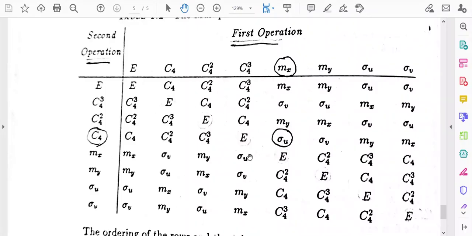And in this multiplication table you can also find different inverse elements by looking at the identity element. Actually this E is the identity element. For example, for this particular E, how has E been generated? E has been generated by the multiplication of C4³ and C4. So C4³ into C4 is E, and we can say that C4³ is the inverse of C4, or C4 is the inverse of C4³. In a similar way you can also find different inverse elements for the C4v group.